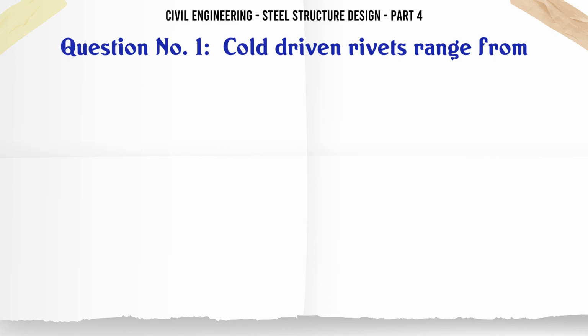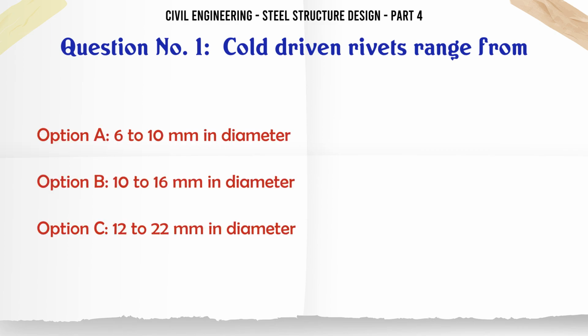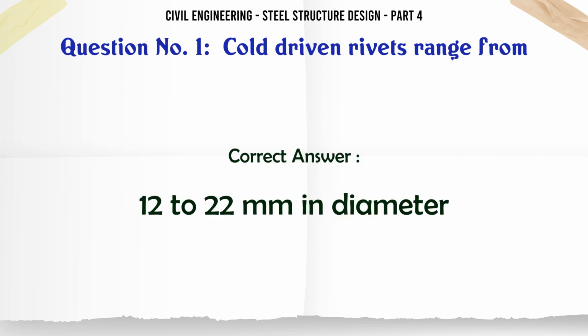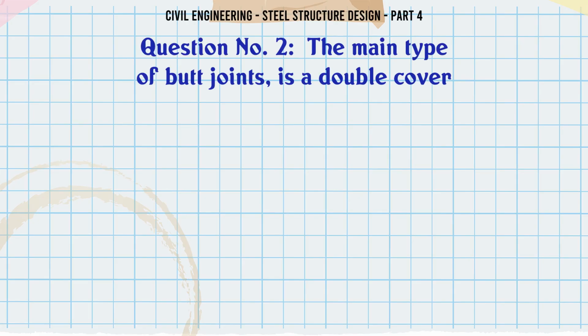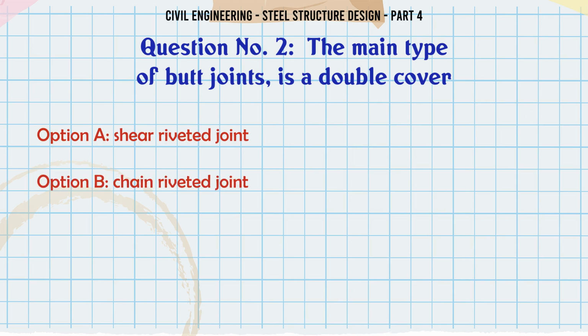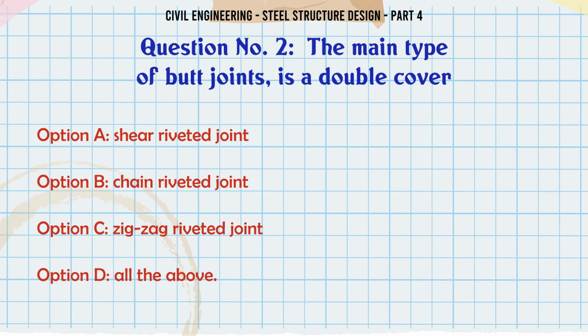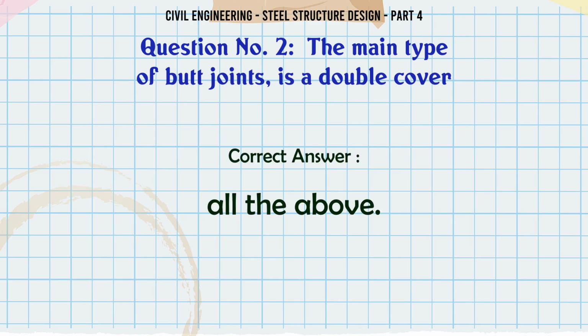Cold-driven rivets range from A) 6 to 10 mm in diameter, B) 10 to 16 mm in diameter, C) 12 to 22 mm in diameter, D) 22 to 32 mm in diameter. The correct answer is 12 to 22 mm in diameter. The main type of butt joints is a double cover. A) Shear riveted joint, B) chain riveted joint, C) zigzag riveted joint, D) all the above. The correct answer is all the above.